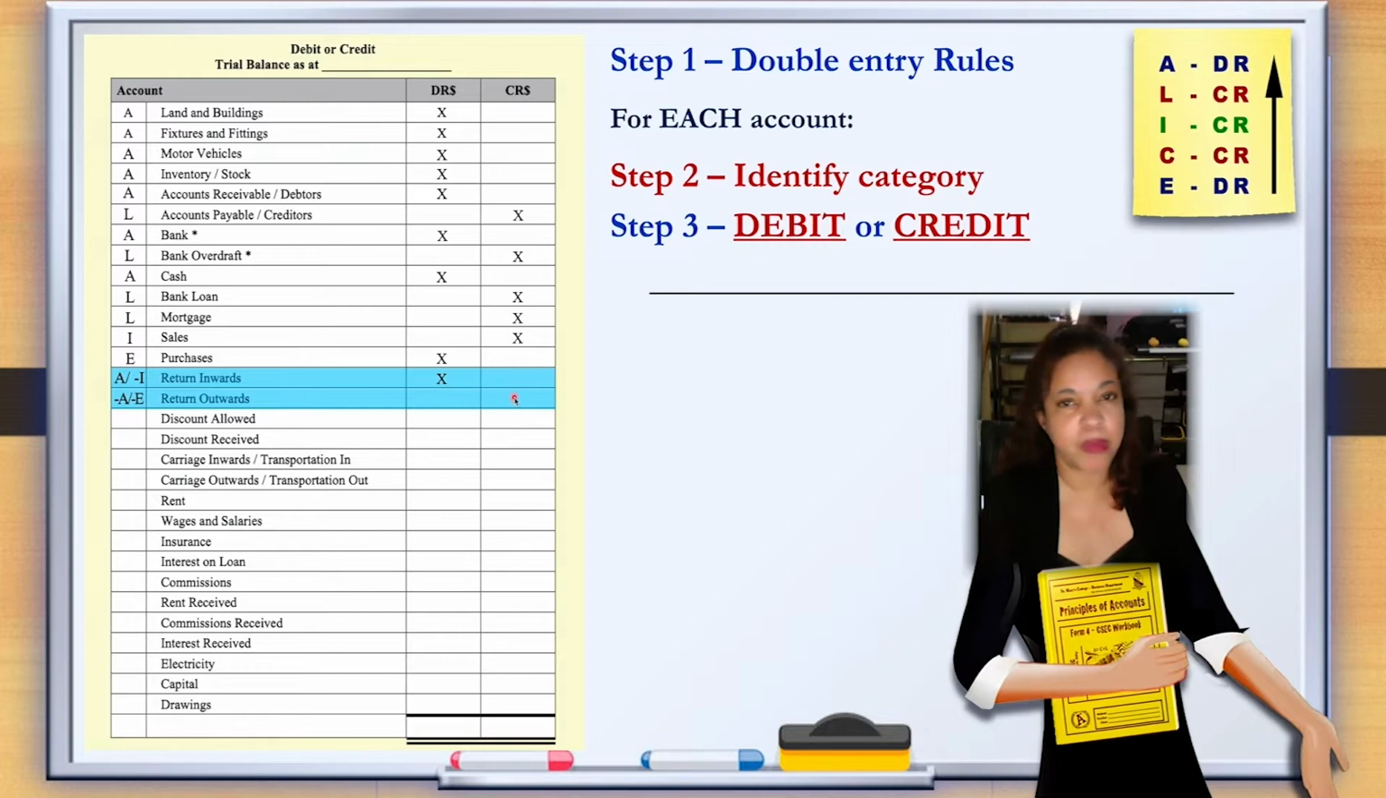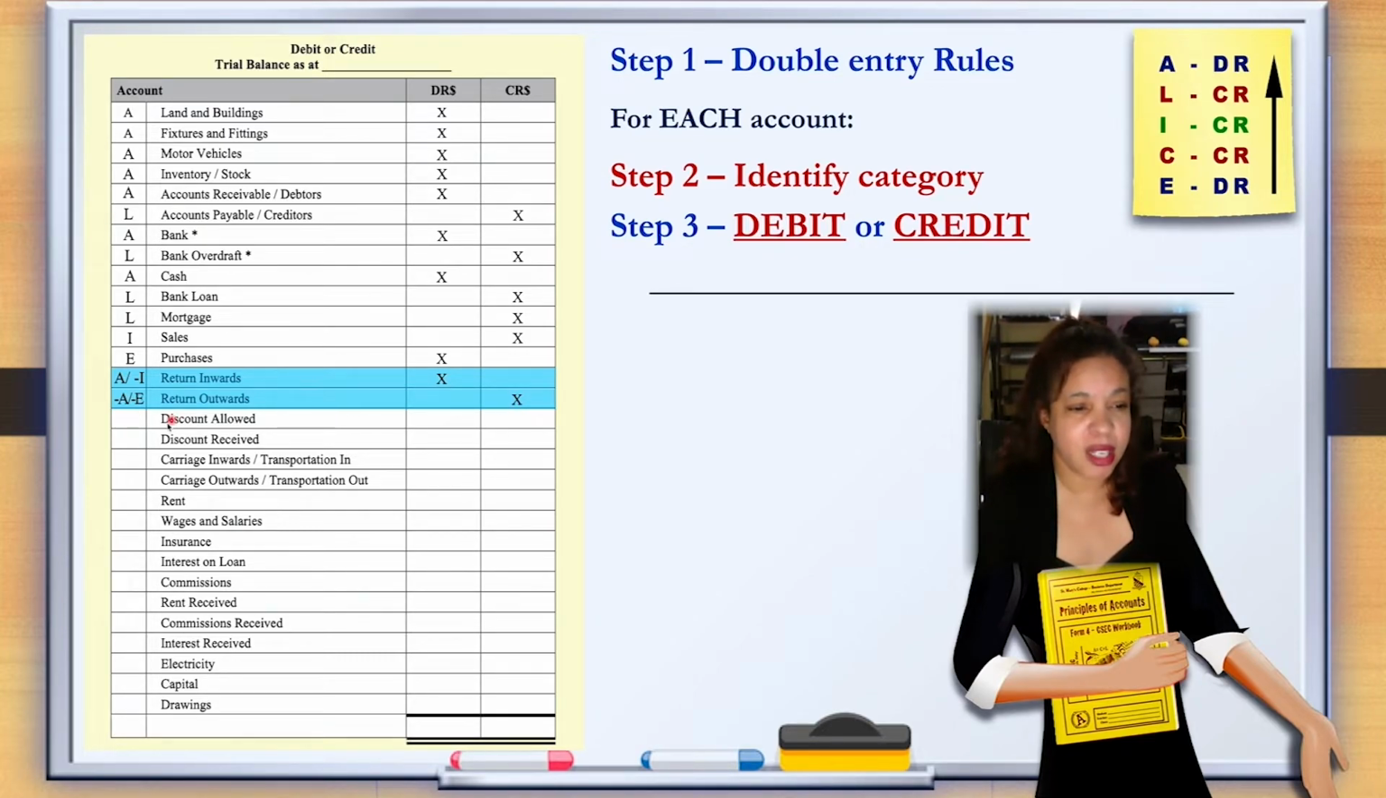So however you look at it, whether it's the really easy way, that return inwards is a debit, so return outwards is a credit, I think that's the easiest one. Or if you look at it as a decrease in assets, it would be credit. Or you look at it as a decrease in expense, it would also be a credit. However you get there, make sure to put it on the credit column.